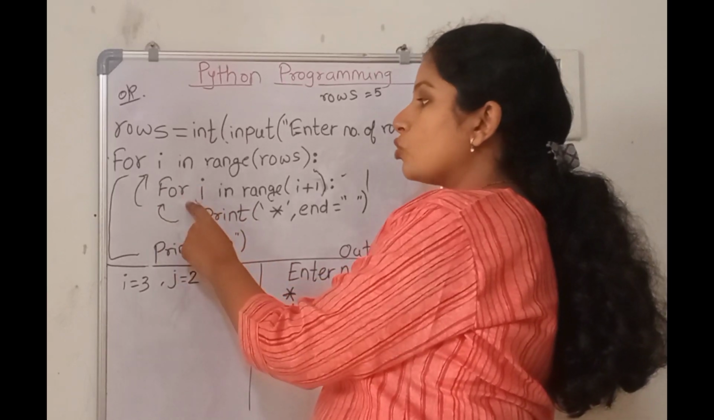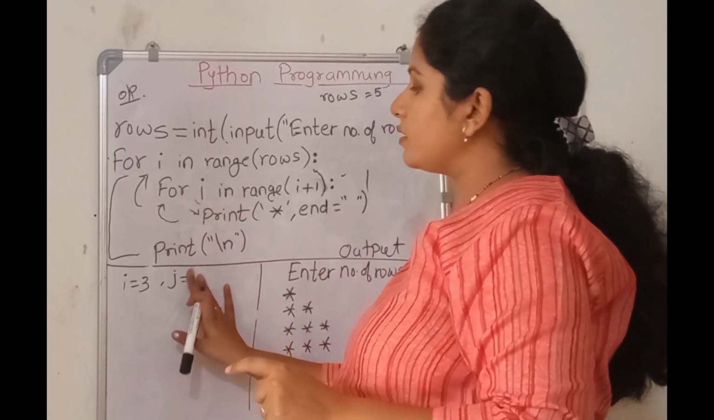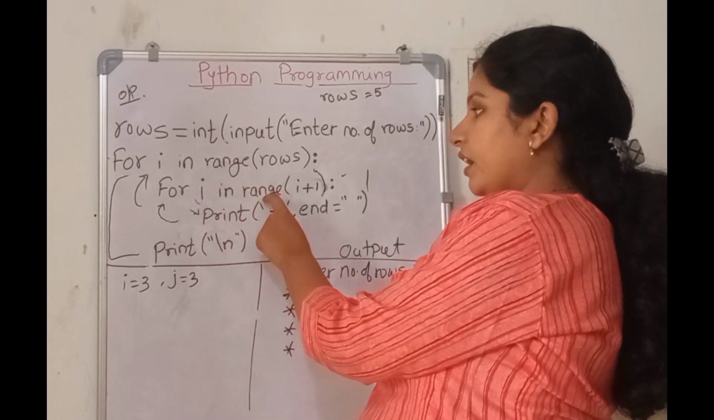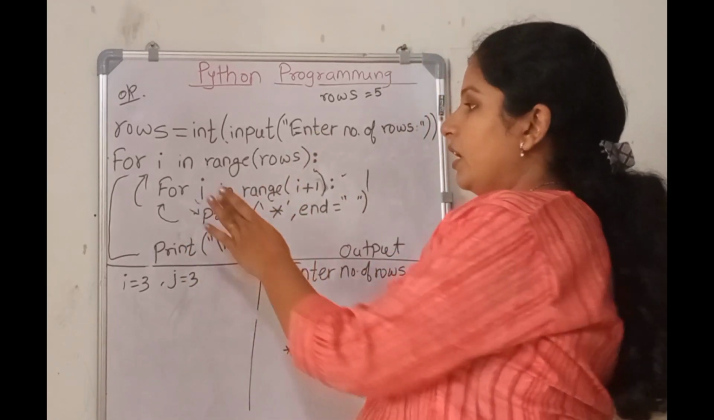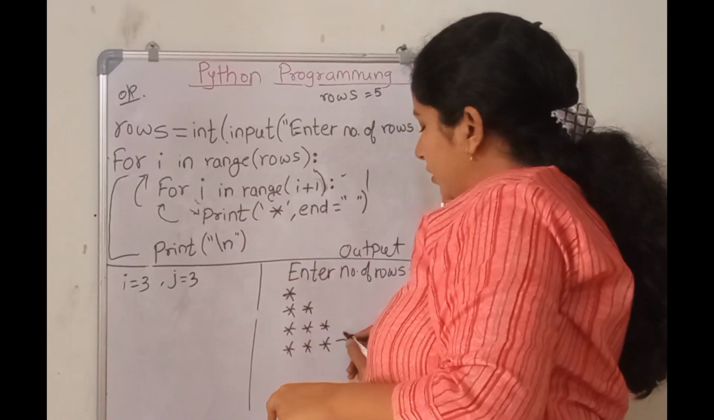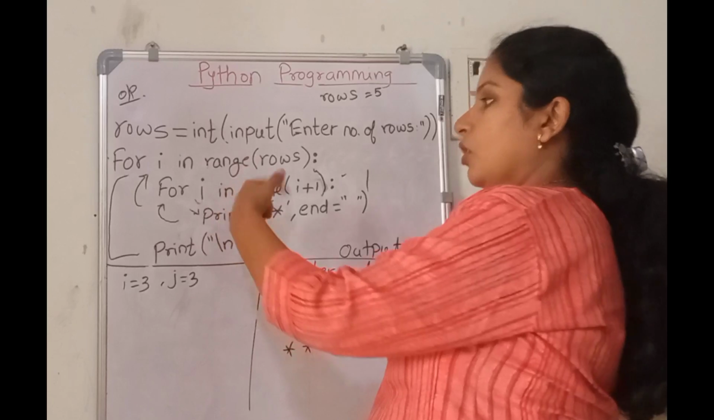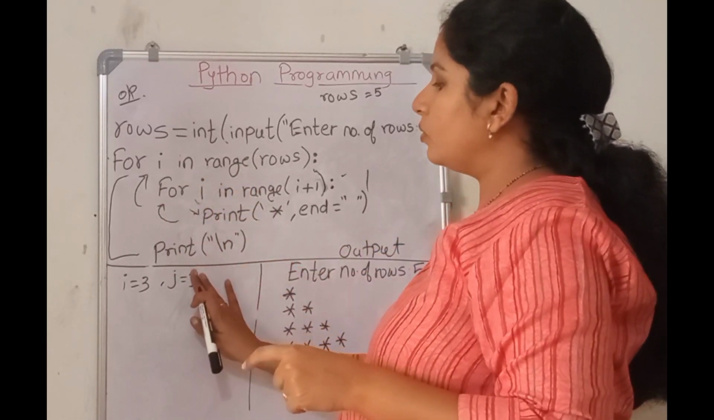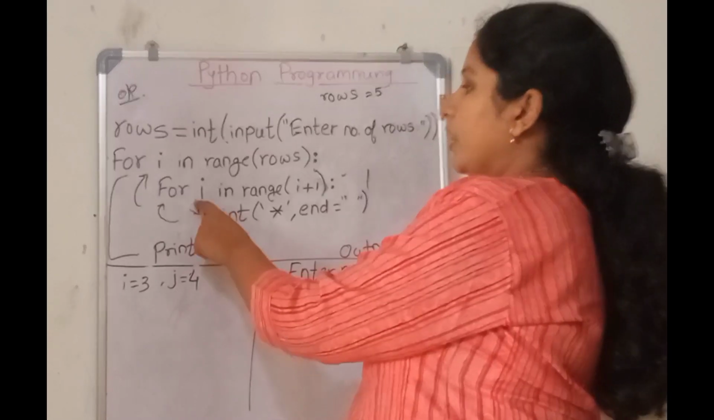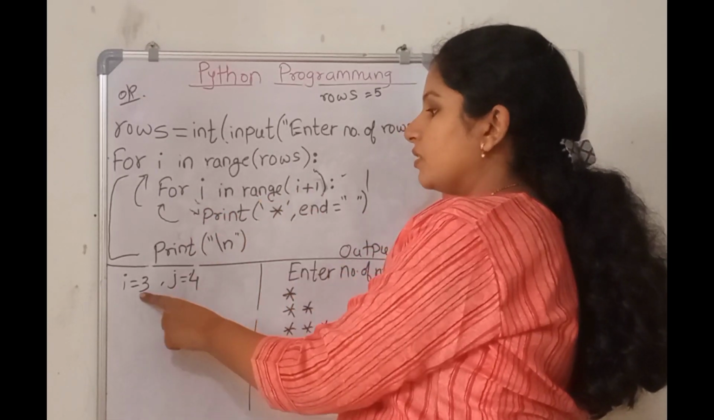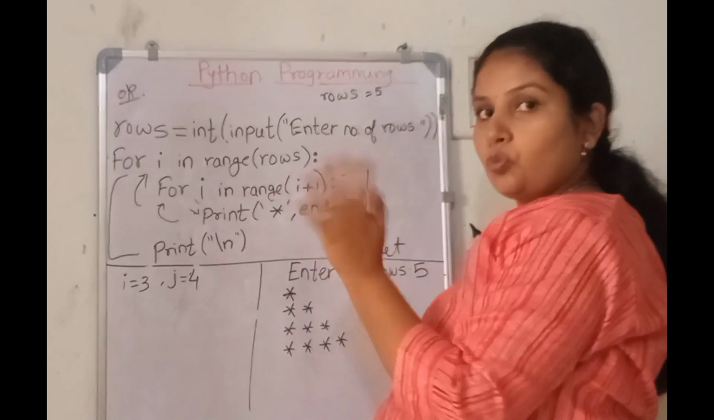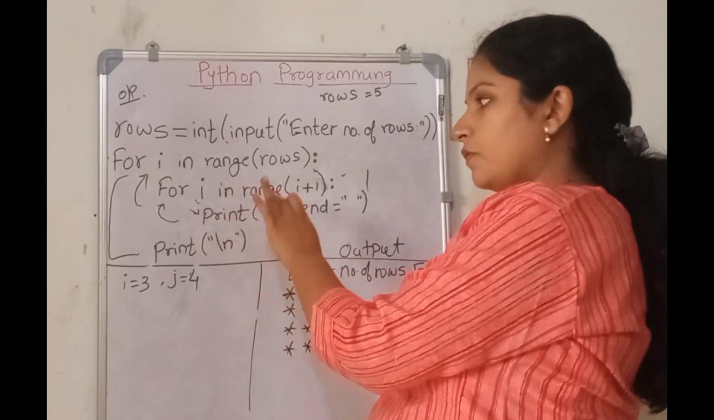After that again go to the jth loop. Now jth value is 3. J is 3 in range I plus 1, 4. Is 3 less than 4? Yes. Go inside, print another asterisk. Go again. Now j value incremented by 1. J is 4 now. Is 4 less than I plus 1? 3 plus 1, 4. Is j less than 4? No, both are equal. Condition is false.